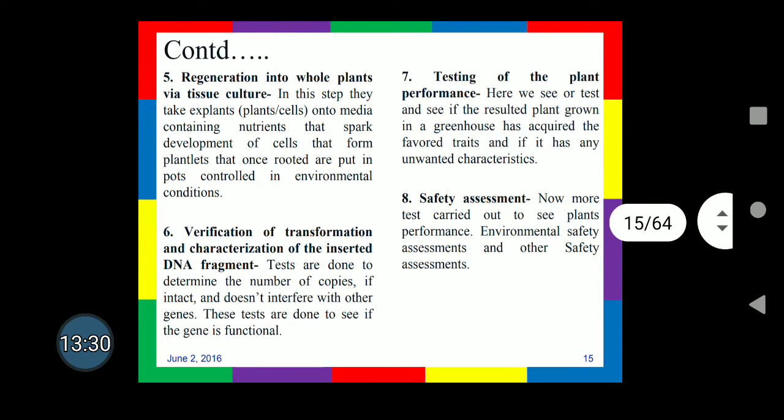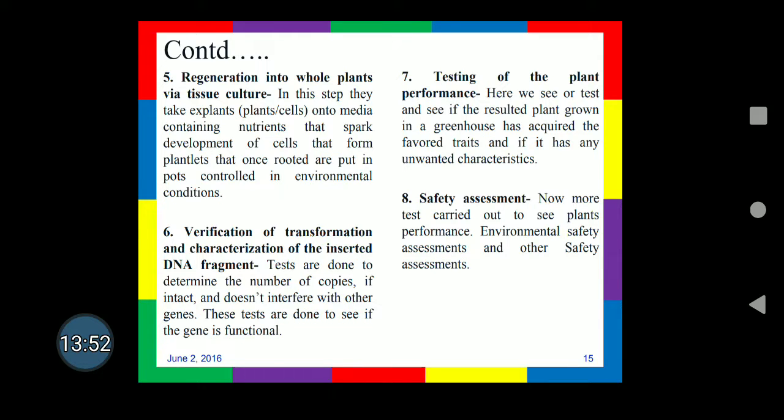Regeneration of the whole plant via tissue culture. In this step, we take the plant explant or cells into a medium containing nutrients that spark the development of the cells to form the plantlet. Once rooted, they are put into pots in controlled environmental conditions.